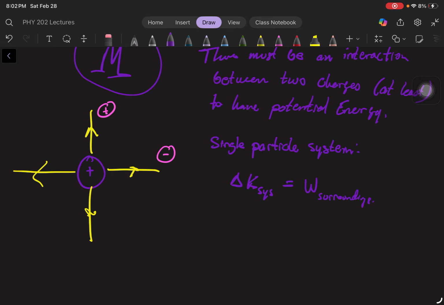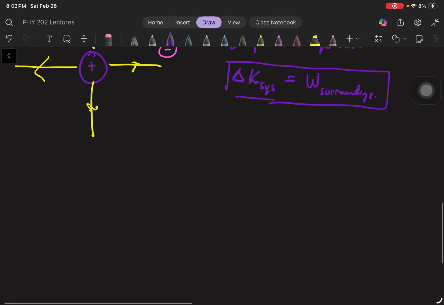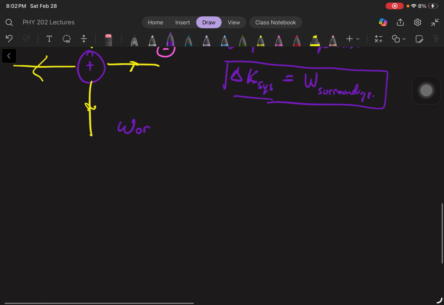Right? So currently, if there's just one charge that's not interacting with any others, in order to change its velocity, something in the surroundings has to exert a force on it, and so it has to do work on it in that way. And so let's go ahead and box this equation, because this is for the single particle system. And then just quickly, we'll do a reminder of what work is.